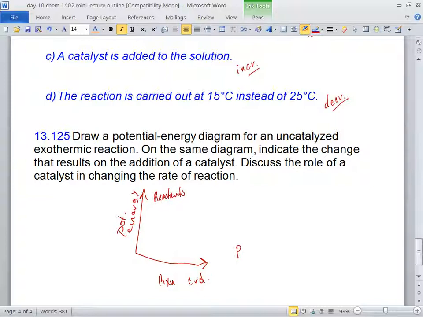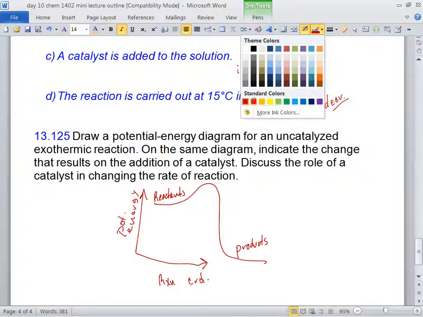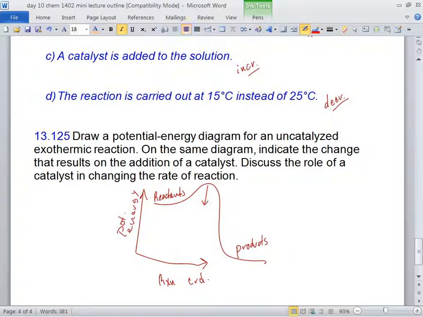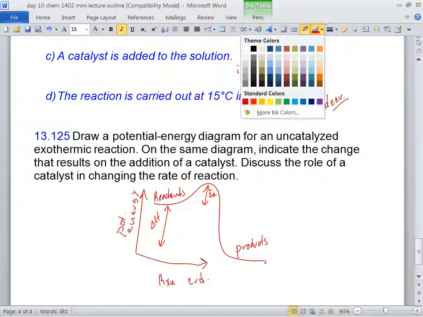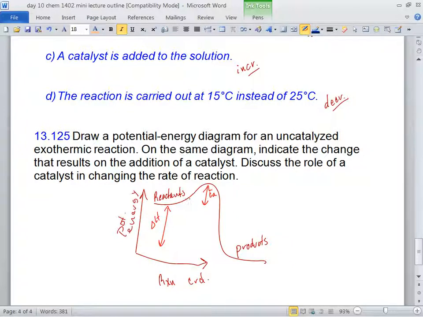Draw products down here, and draw a hump between them. So there's your energy of activation. Here's your delta H. Didn't ask for that. But you catalyze it, and then you just change what? Change the hump, and say that's catalyzed.